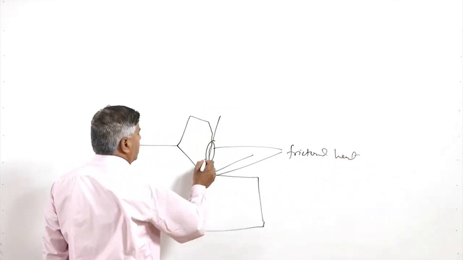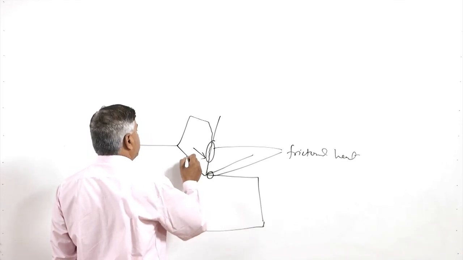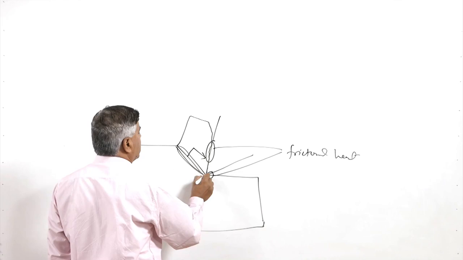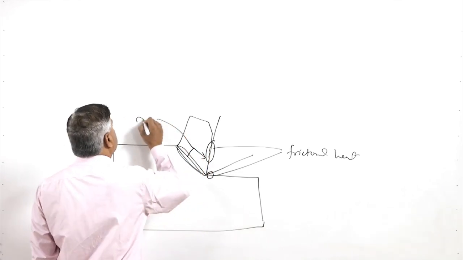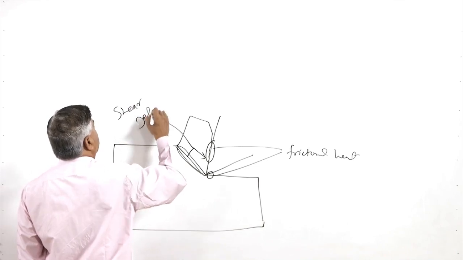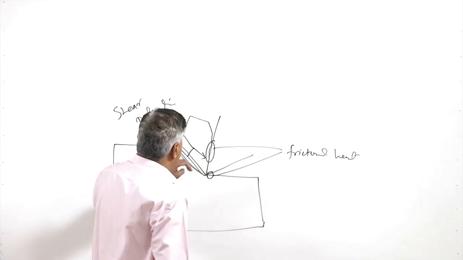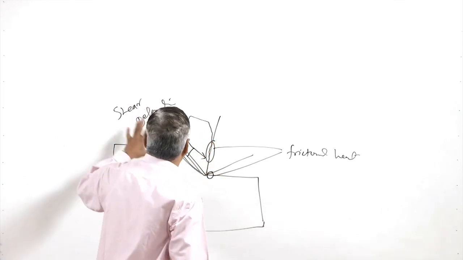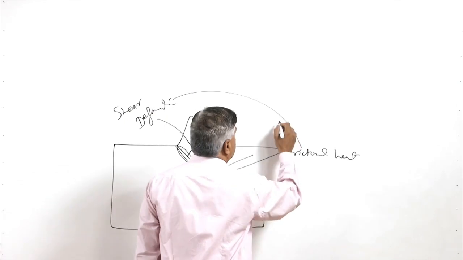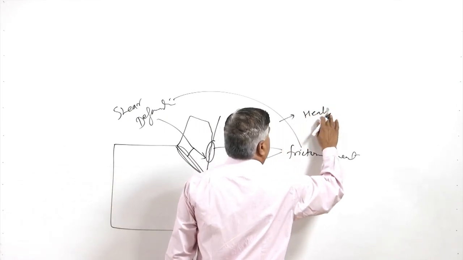On the other hand, the deformation of the chip at the chip tool interface as well as deformation in the shear plane, these two will be causing the shear deformation, primary and the secondary deformation. And for both these activities, to overcome the friction as well as to cause the shear deformation, we need to consume the energy, and whatever energy is consumed, that is converted into the heat.